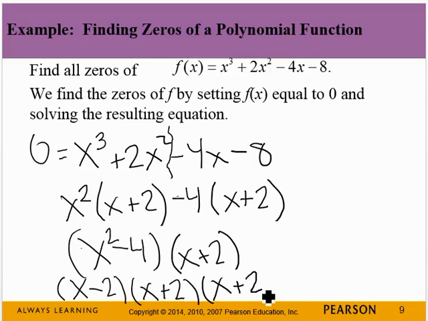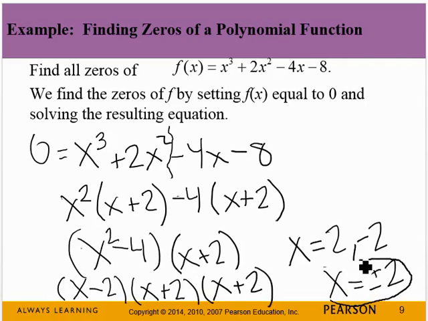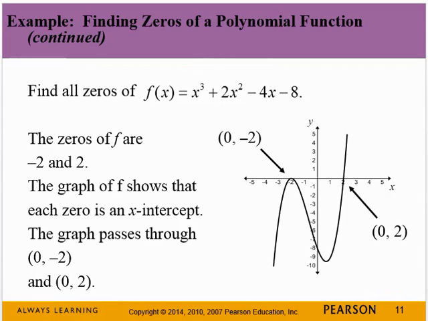If we kept factoring, this is what we would have. So that means x equals 2 or negative 2. So we have zeros at x equals plus or minus 2. That means our graph will touch the x-axis at negative 2 and positive 2. The graph of f shows that each zero is an x-intercept. The graph passes through negative 2, 0 and 2, 0.